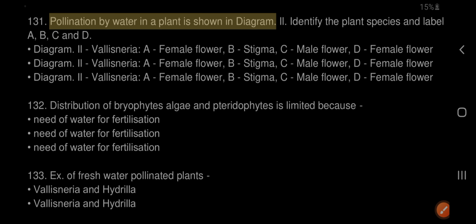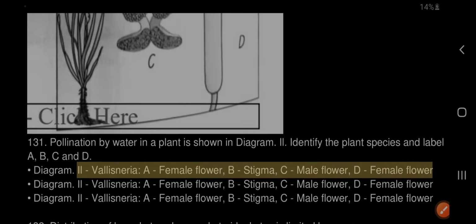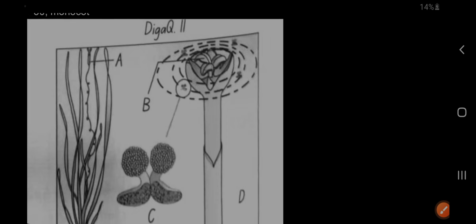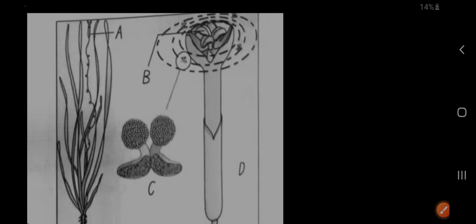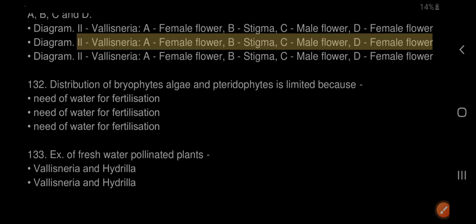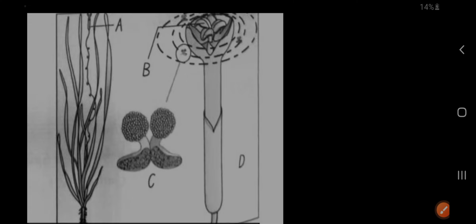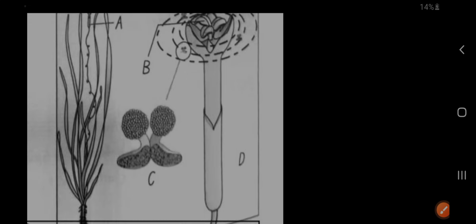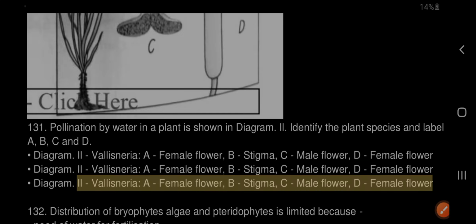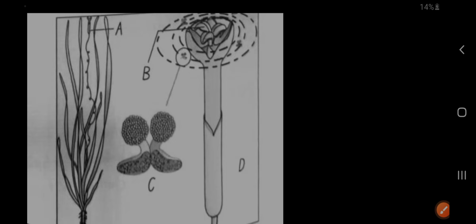Identify the plant species and labels A, B, C and D. The plant is the eel grass, Vallisneria. A, female flower; B, stigma; C, male flower; D, female flower.